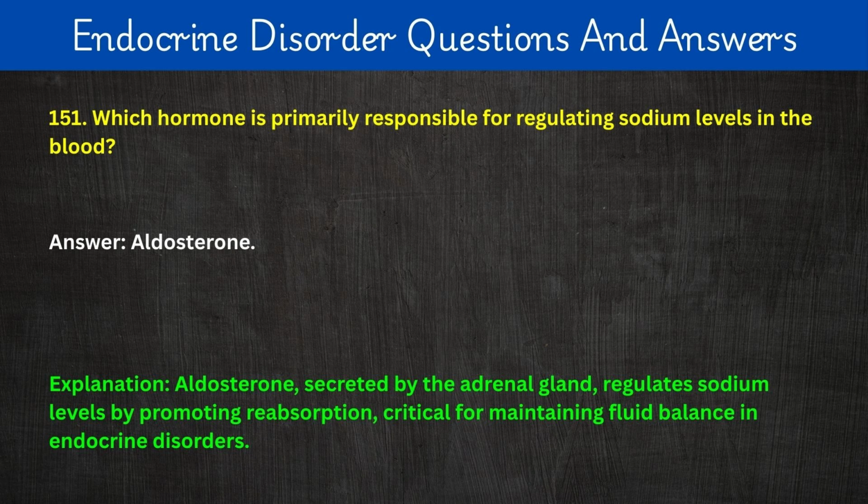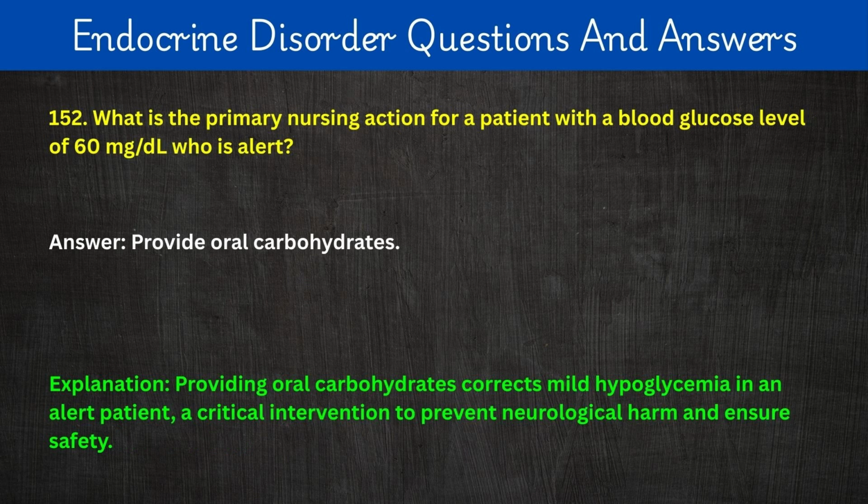151. Which hormone is primarily responsible for regulating sodium levels in the blood? Answer: aldosterone. Explanation: aldosterone, secreted by the adrenal gland, regulates sodium levels by promoting reabsorption, critical for maintaining fluid balance in endocrine disorders.